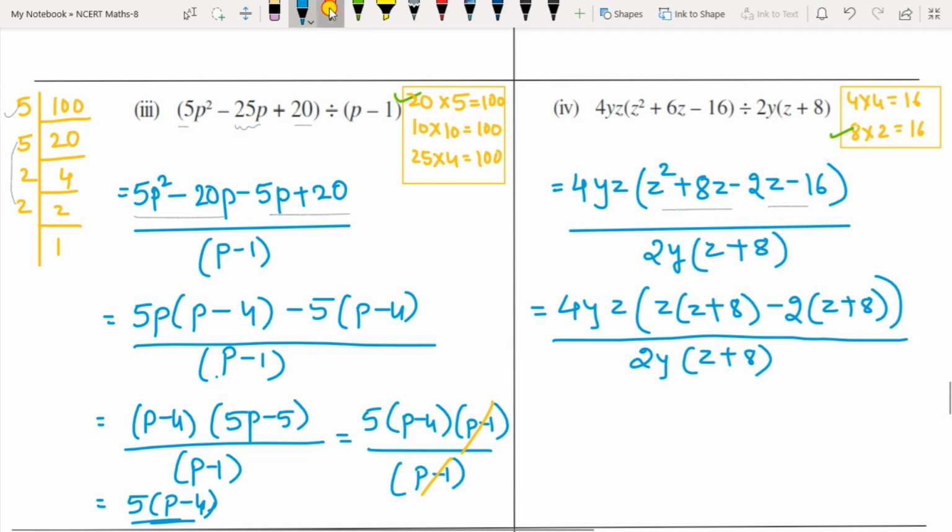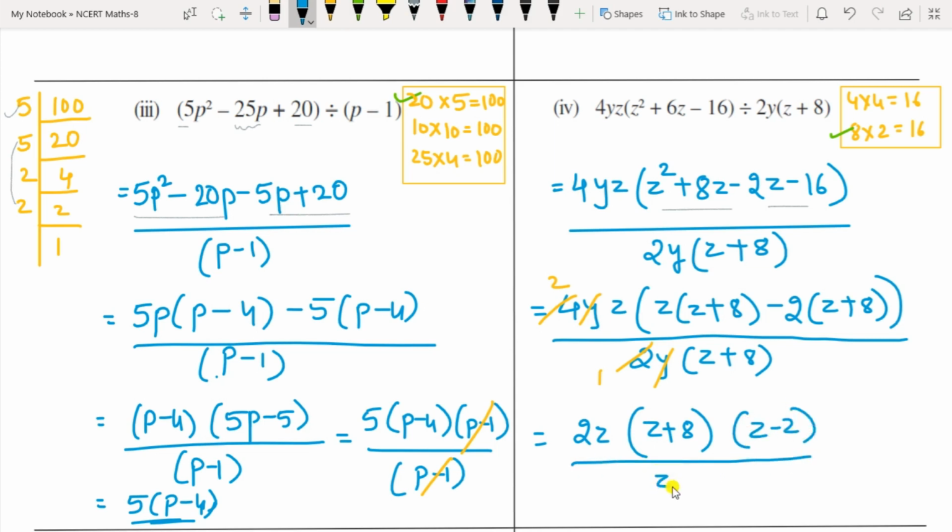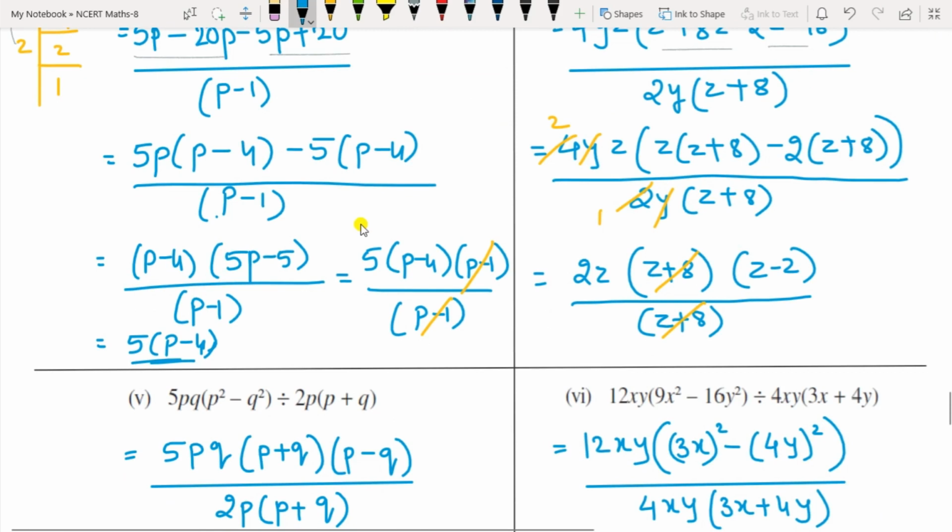Now some cancellation you can do here also. Y is getting cancelled, and 2 2s are 4. So it is 2z remaining. One bracket will be z plus 8, the other bracket will be z minus 2, the whole upon z plus 8. Now from here you can cancel z plus 8. So the remaining is 2z, z minus 2. This is the answer.